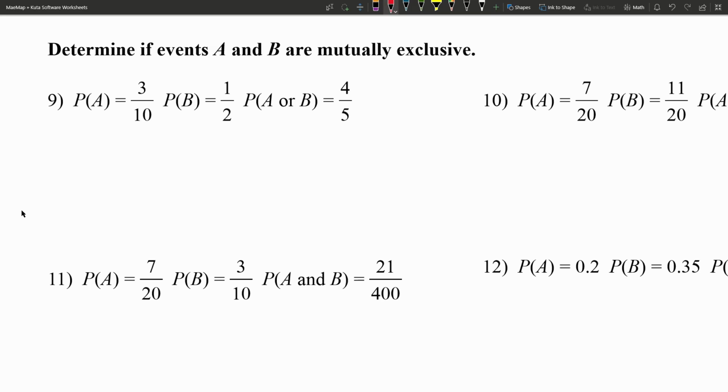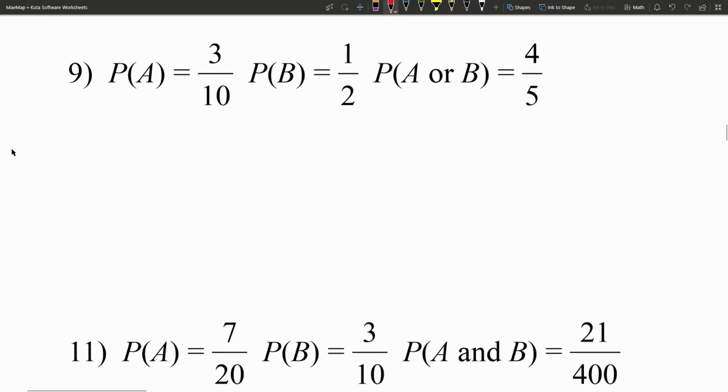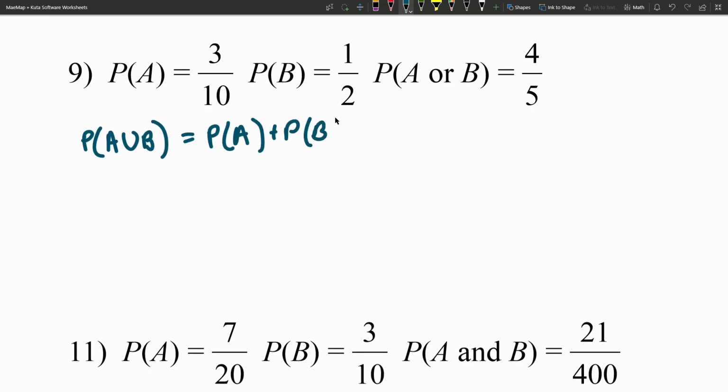But for now, continuing on, our next set of directions say to determine if events A and B are mutually exclusive or not. And we're going to be utilizing that same formula that we've been working with already. So, number 9 says the probability of A, the probability of B, and we also have the probability of A or B. Remember, if they're mutually exclusive, then that intersection will be 0. So the probability of A or B, we know that it equals the probability of A plus the probability of B minus that intersection A and B.